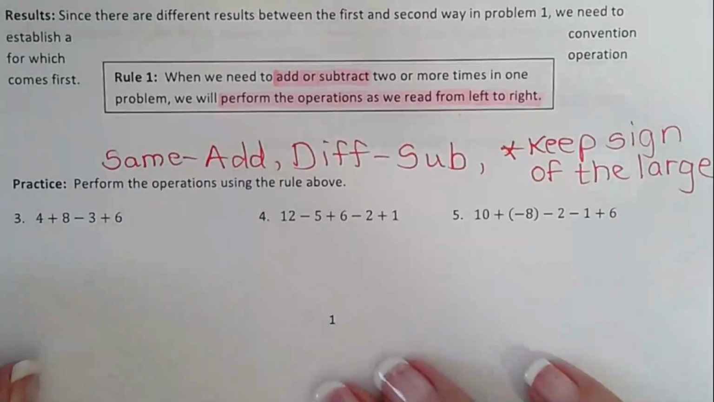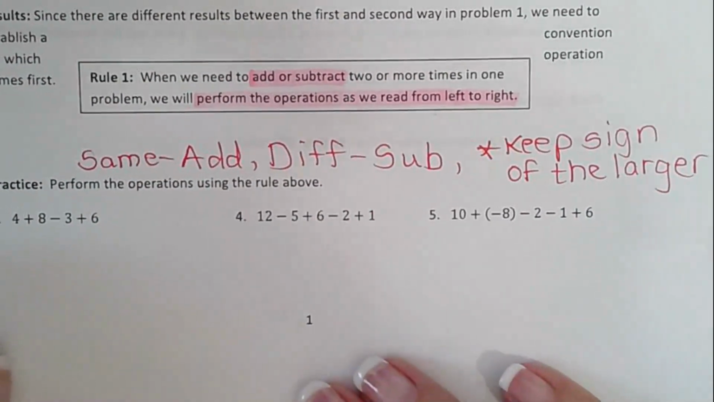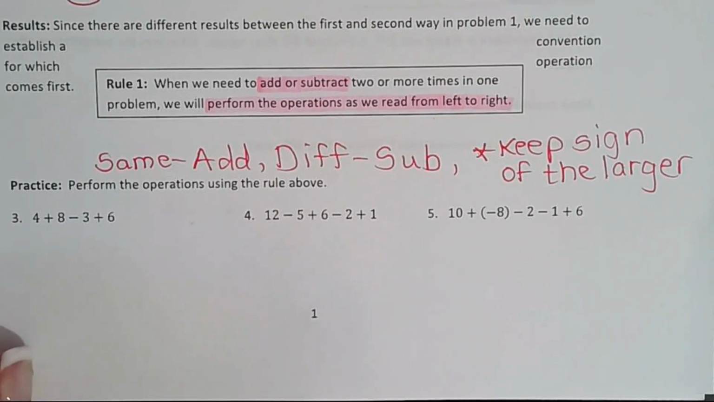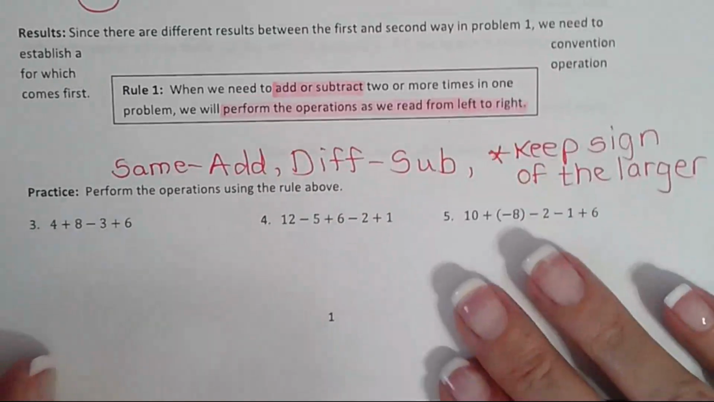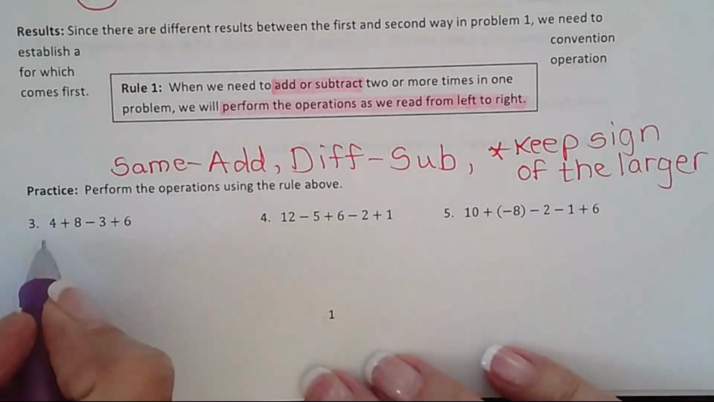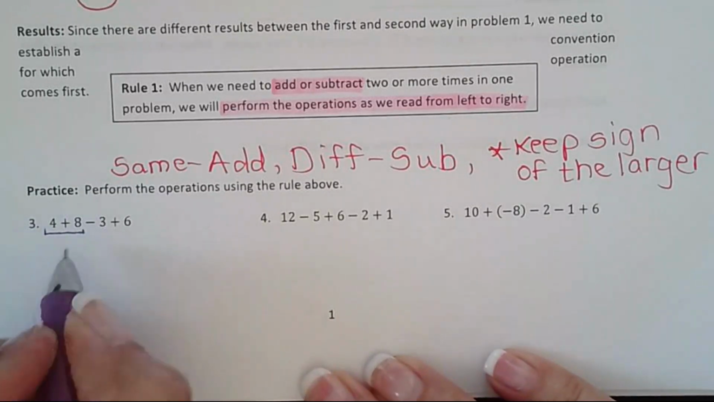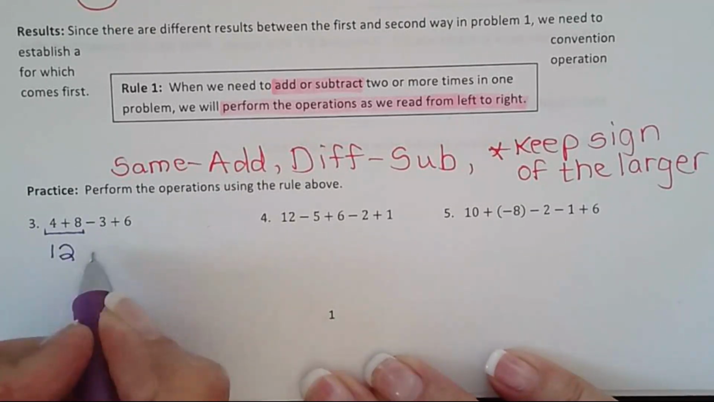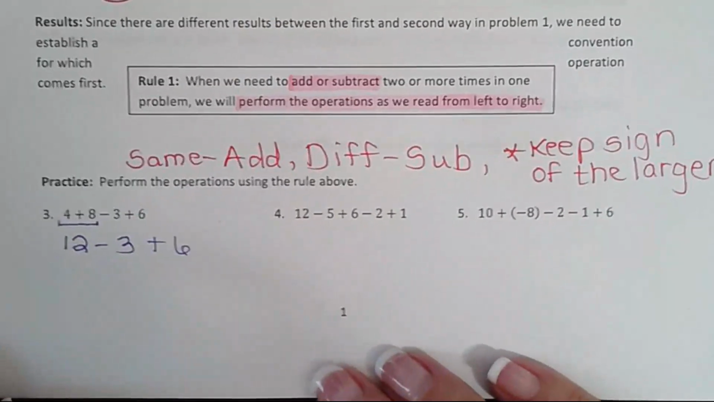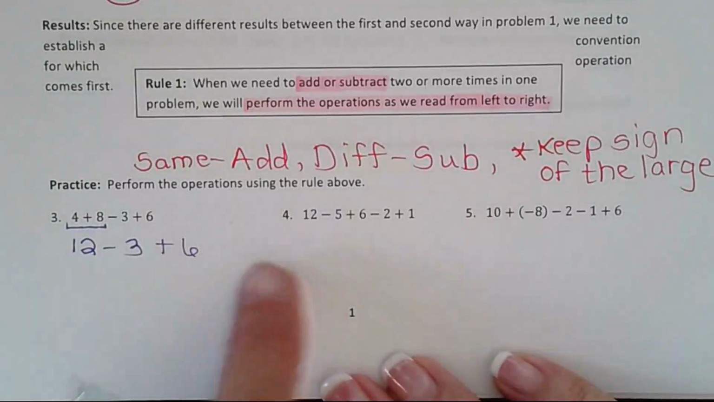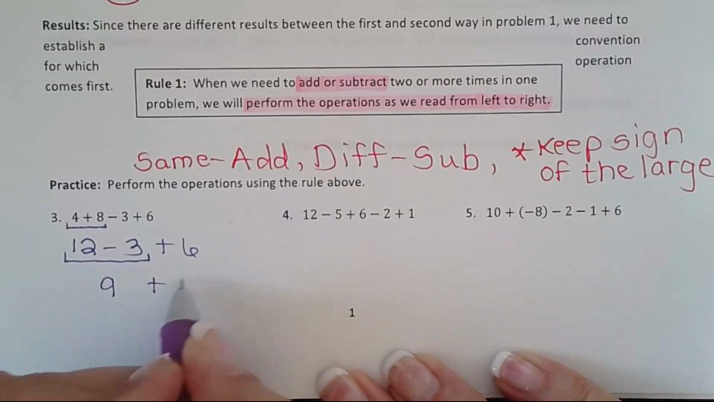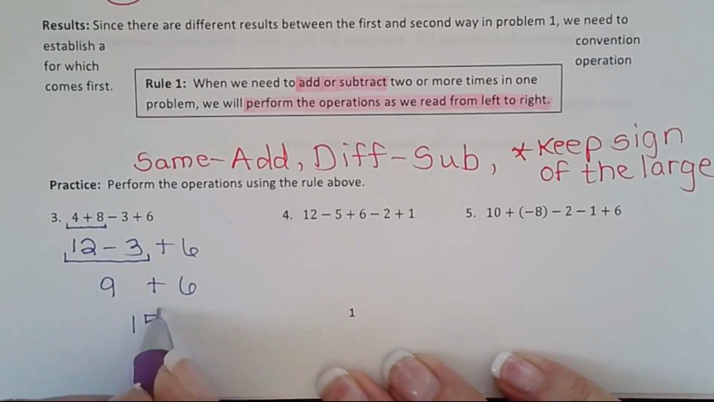So for this first one, I guess I have it a little bit too big. I'm having to move the paper back and forth, so let me shrink it. There we go. Now we got it all on the same page. So we start with addition, because going left to right we see that first. So we do 12 minus 3 plus 6. So bring all the rest of the stuff back down. Step 1 is done. Then going left to right, I encounter subtraction. So that'll be 9 plus 6, 15.